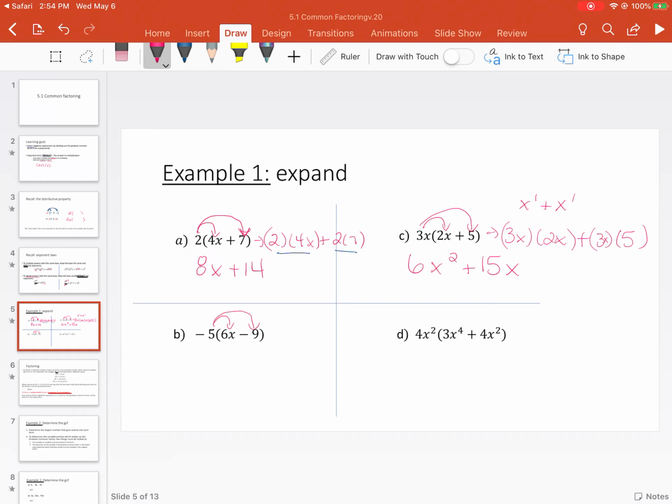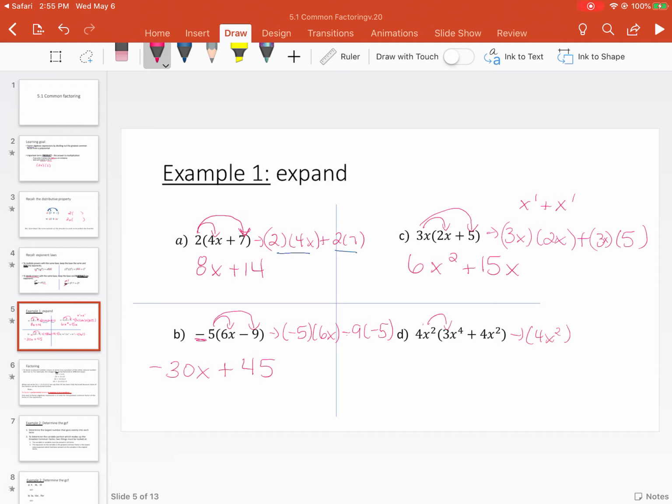And then when you have negative 5 times 6x, then you're thinking negative 5 times 6x, and then negative 9 times negative 5. So this can be a little bit tricky because now when you have a negative out front, that's going to change the sign, right? So you're going to get negative 30x, and then negative 9 times negative 5 actually makes it positive 45, right? When you multiply two numbers that are negative, you get a positive answer.